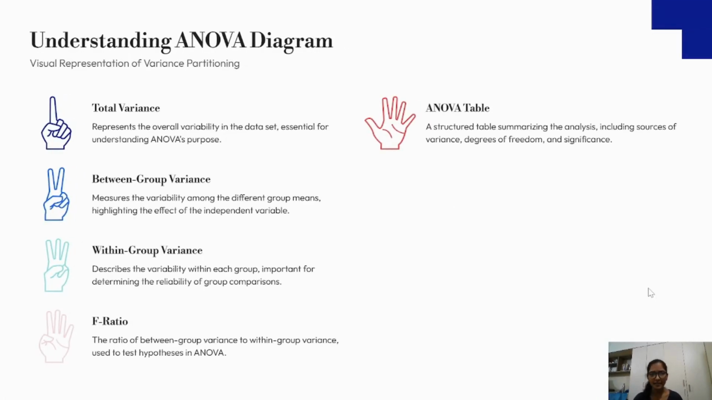Let's understand the ANOVA diagram. Total variance represents the overall variability in the data set, essential for understanding ANOVA's purpose. Between-group variance measures the variability among the different group means, highlighting the effect of the independent variable. Within-group variance describes the variability within each group, important for determining the reliability of group comparisons. The F ratio is the ratio of between-group variance to within-group variance, used to test hypotheses in ANOVA. A structured table summarizes the analysis, including sources of variance, degrees of freedom, and significance.